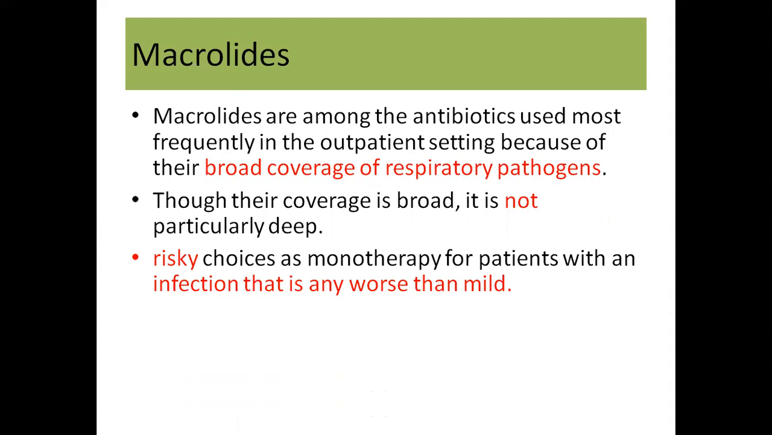They are risky choices as monotherapy for patients with an infection that is any worse than mild. يعني ما يصير نستعملها كمونوثيرابي إذا البيشنت عنده moderate to severe respiratory tract infections. أما نستعمل غير دواء which is better, أو نستعمل macrolide but should be combined with another drug. إن ما تستعمل وحدها إذا كان البيشنت عنده moderate to severe infection, but they have a broad coverage for mild respiratory tract infections.